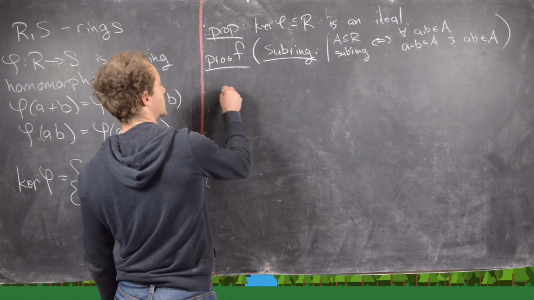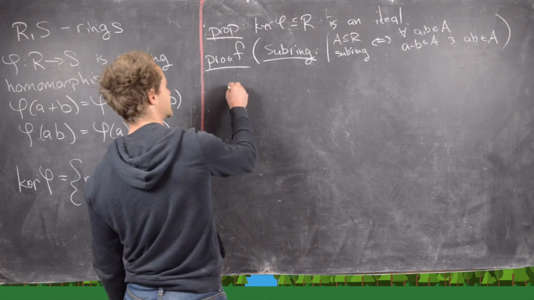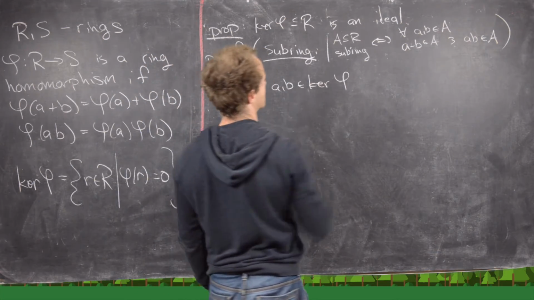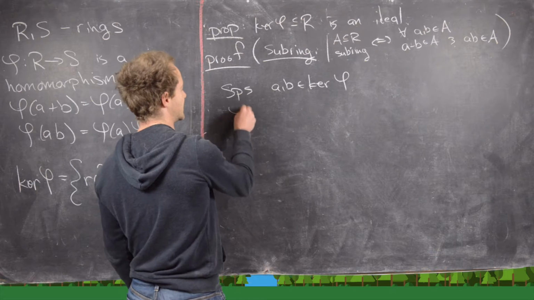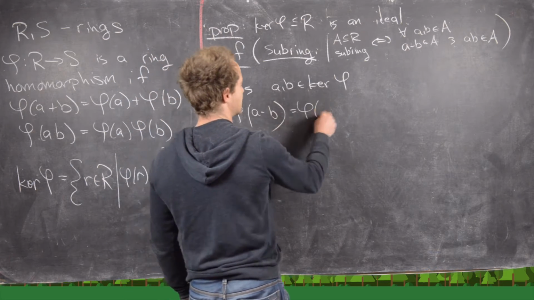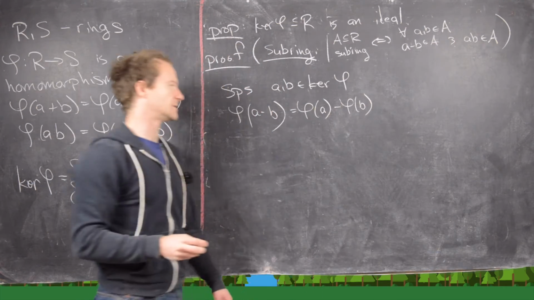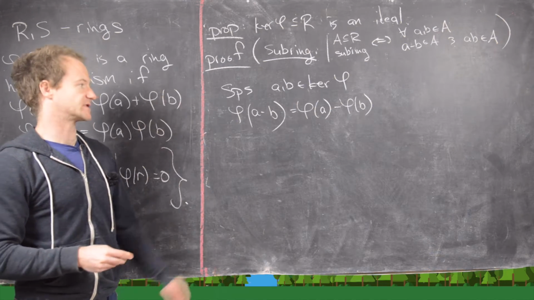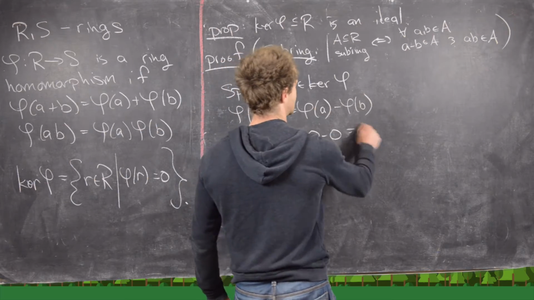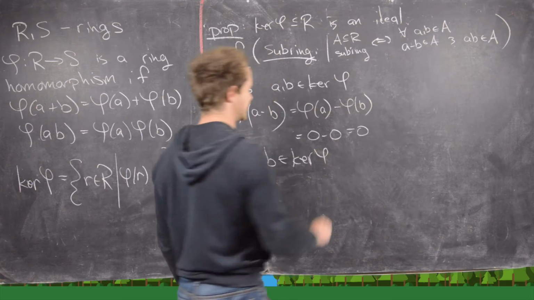Okay, so let's go ahead and prove that the kernel is a subring first using the subring test. So let's suppose that a and b are in the kernel of phi, and let's notice two things. If we do phi of a minus b, that's going to be the same thing as phi of a minus phi of b, using the fact that phi is a ring homomorphism, and then that's going to be equal to 0 minus 0, which equals 0. But that tells us that a minus b is inside the kernel of phi.